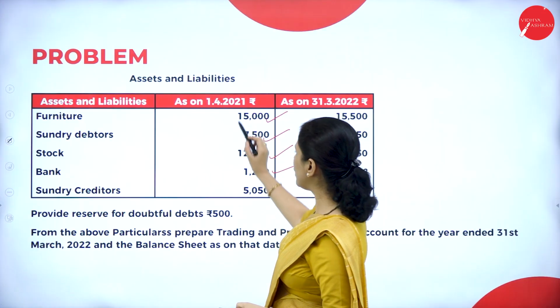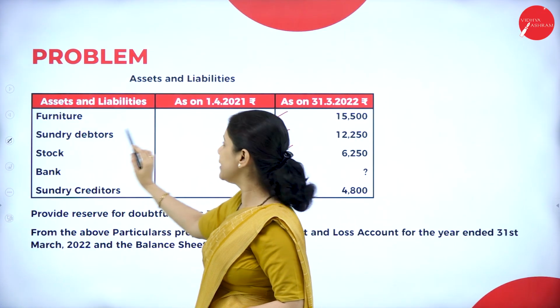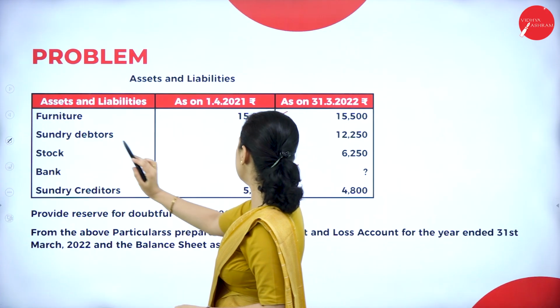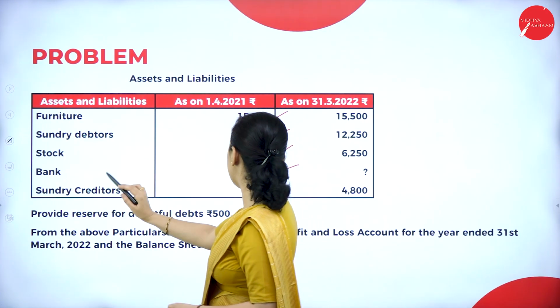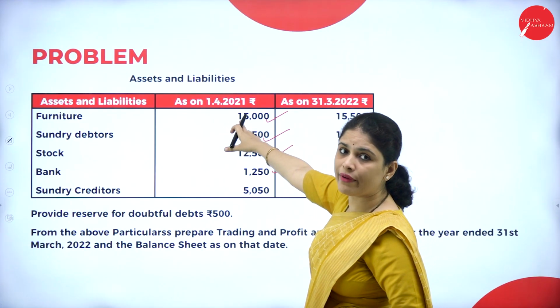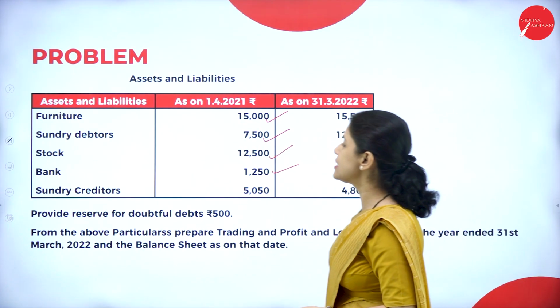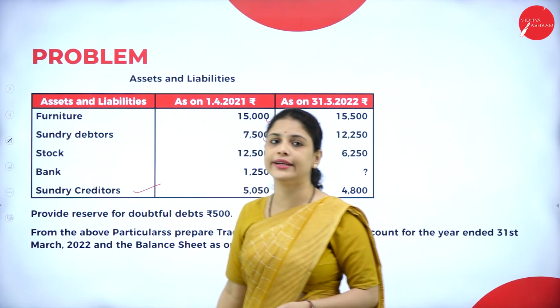What and all the opening items? Furniture 15,000, sundry debtors 7,500, stock 12,500, bank 1,250. Make sure to write as on 1/4/2021. That means opening, not the closing ones. Next, sundry creditors. What is sundry creditors?